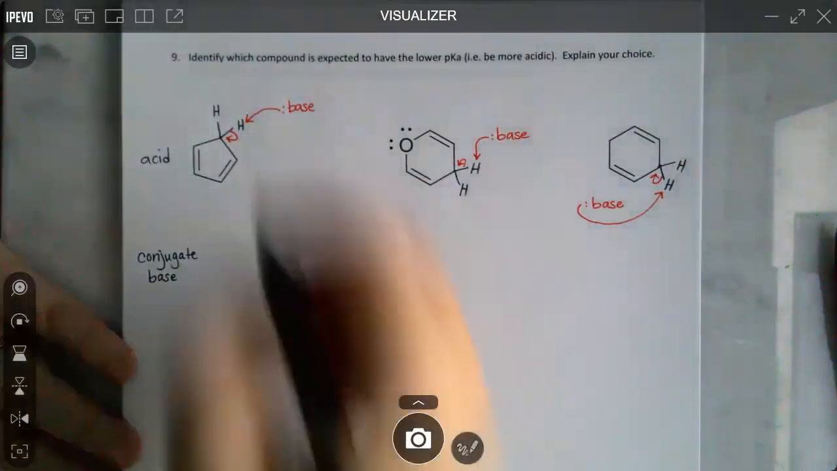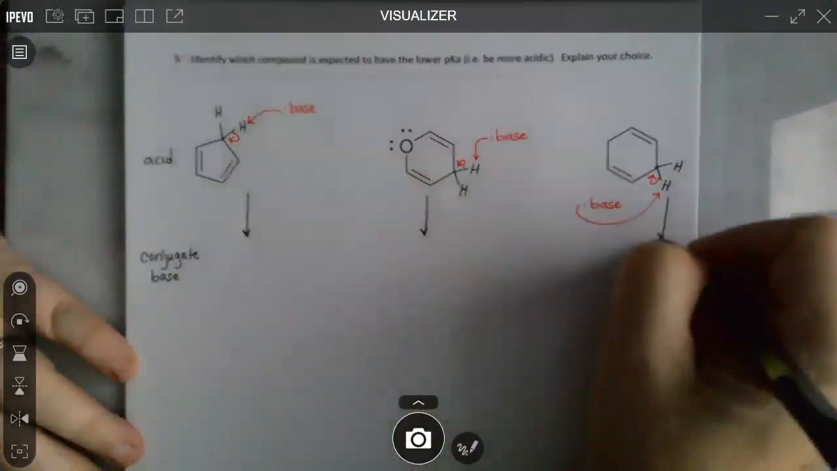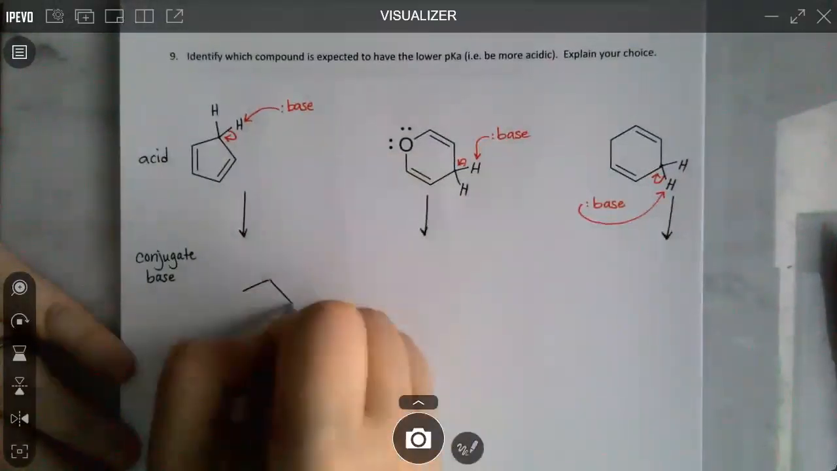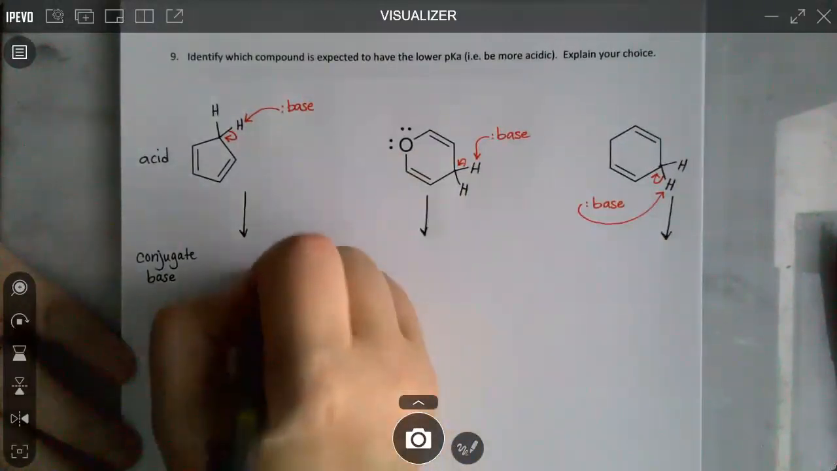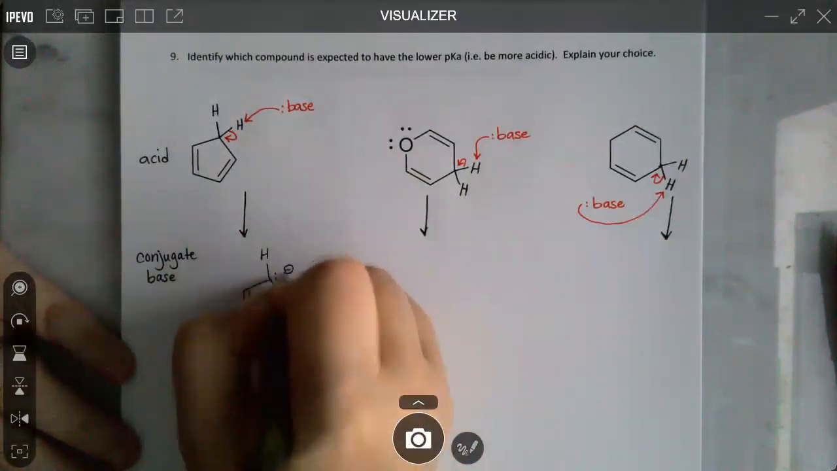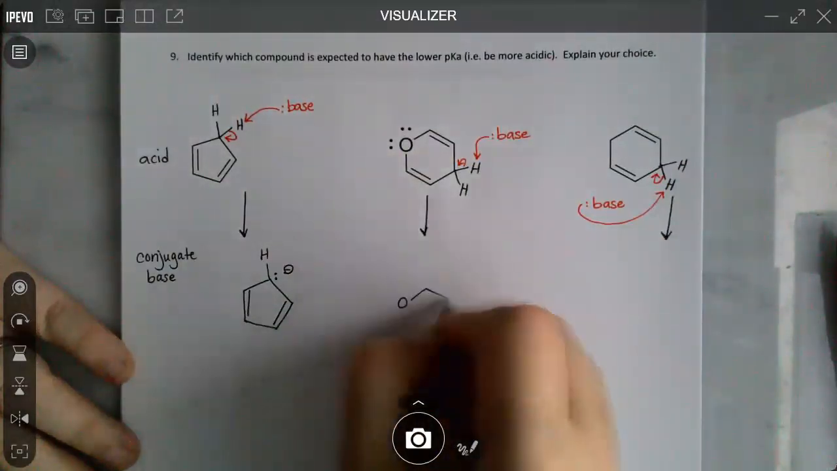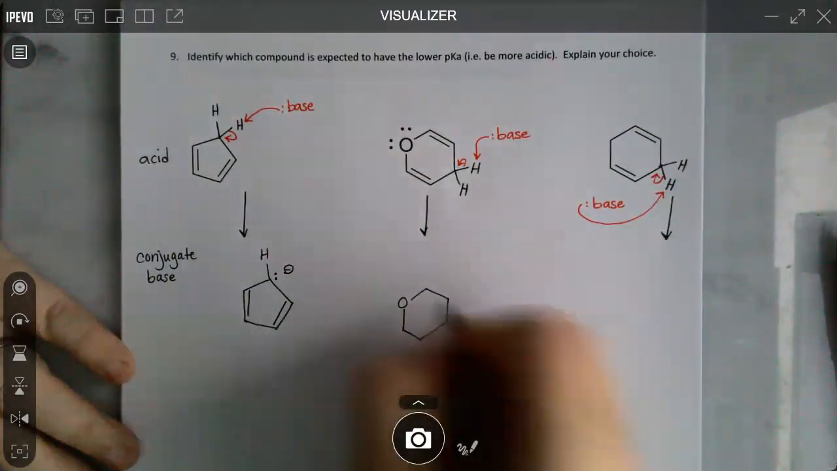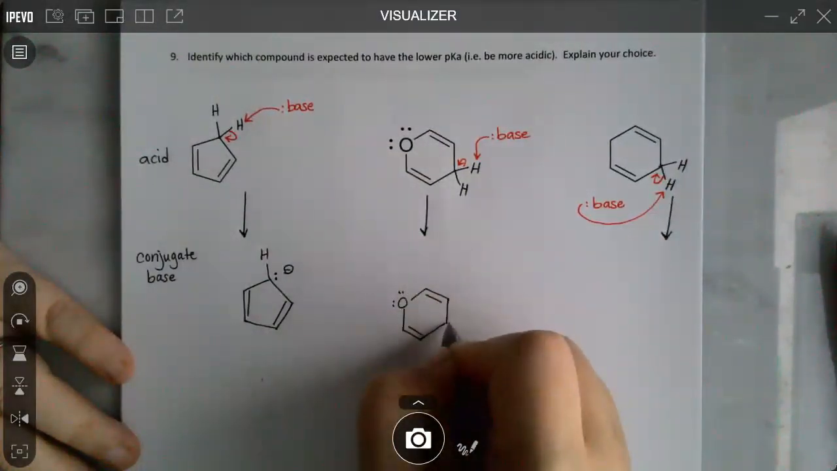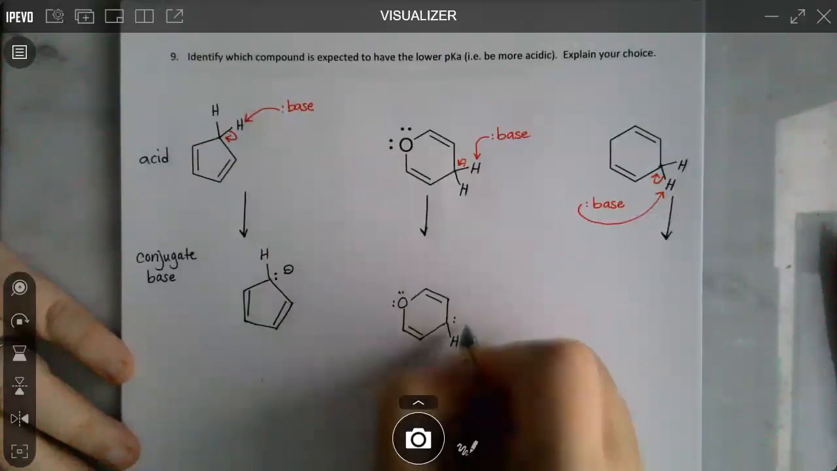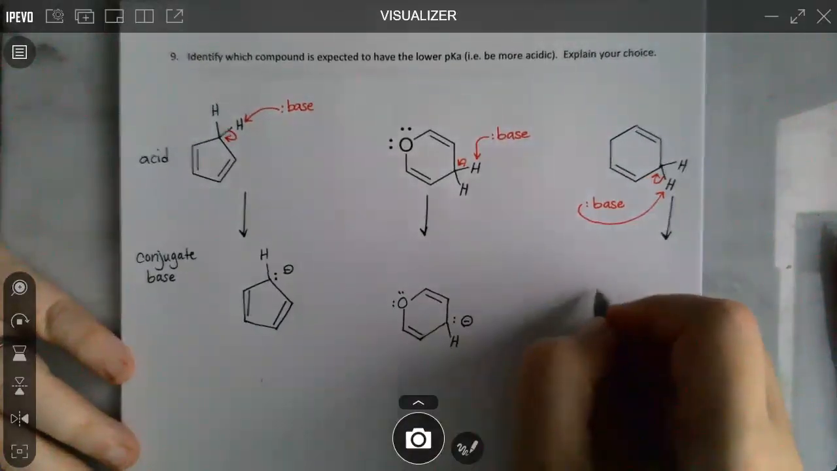So what's going to form here, right? We're going to form the conjugate base. So we want to draw that. So we have a 5-membered ring here. Now we have a lone pair and a negative charge. We have a 6-membered ring with an oxygen in it. We have another lone pair and a negative charge. And again, another 6-membered ring.